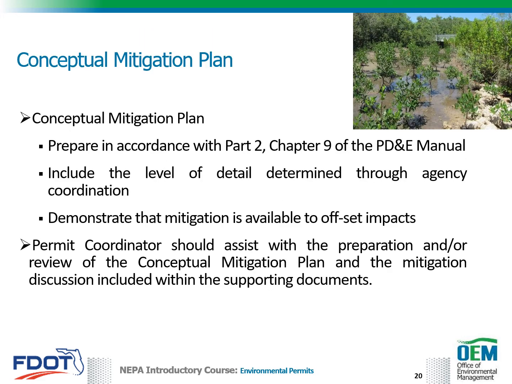The Conceptual Mitigation Plan is prepared in accordance with Part 2, Chapter 9 of the PD&E Manual. The plan must contain the level of mitigation detail determined through agency coordination, as well as demonstrate that the mitigation is available to offset the proposed impacts. The permit coordinator should assist with the preparation and/or review of the conceptual mitigation plan and the mitigation discussion included within the supporting documents.